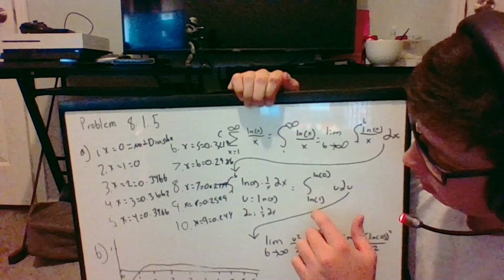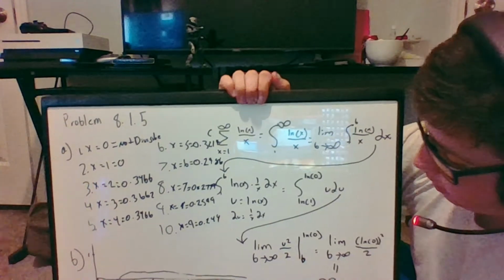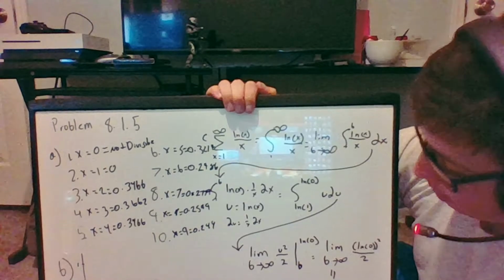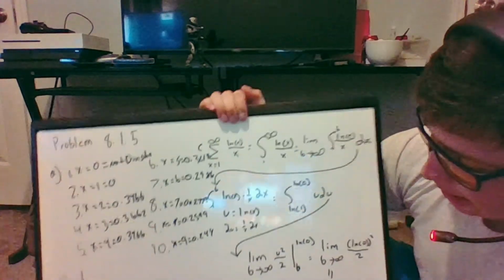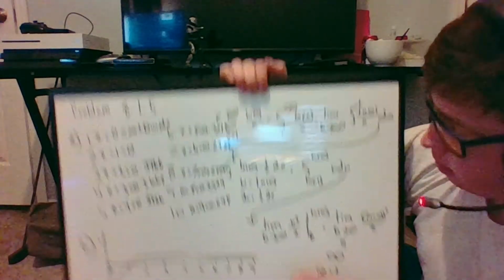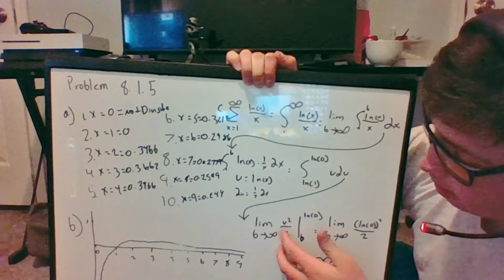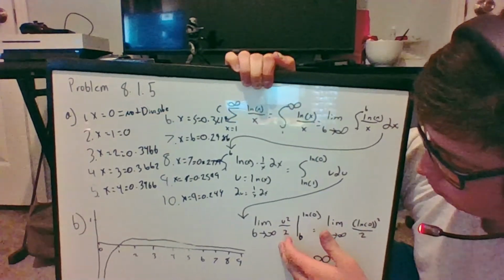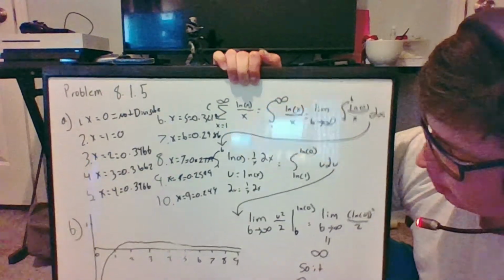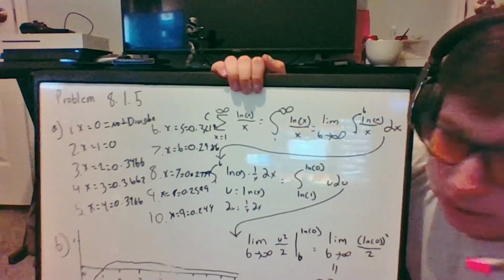So then, once we change the bounds and rearrange it, we get the integral from ln of 1 to ln of b of u du. And then we can, of course, simplify and solve that. So we get the limit as b approaches infinity of u squared over 2, and then evaluate that from ln of 1 to ln of b.